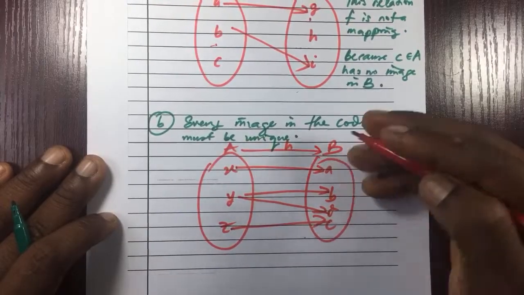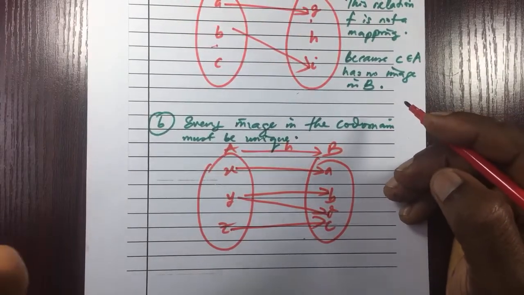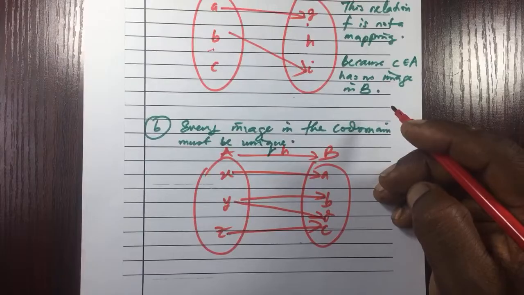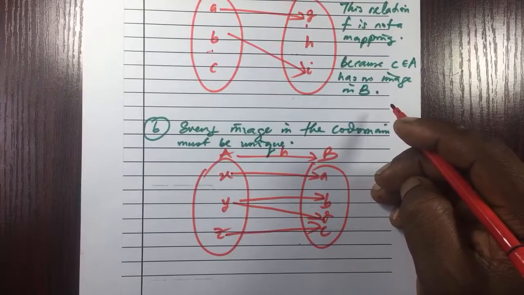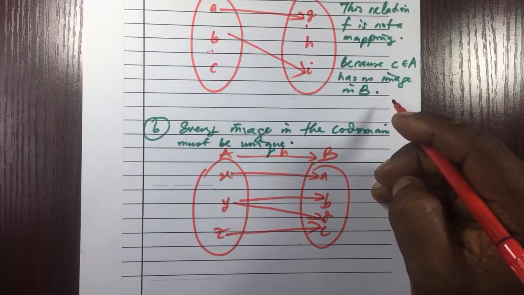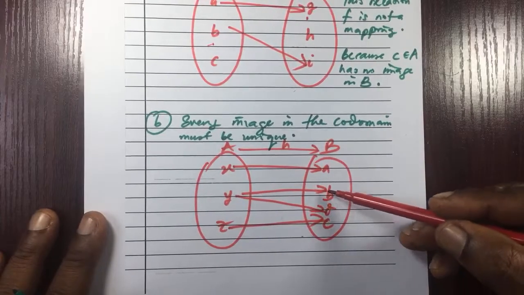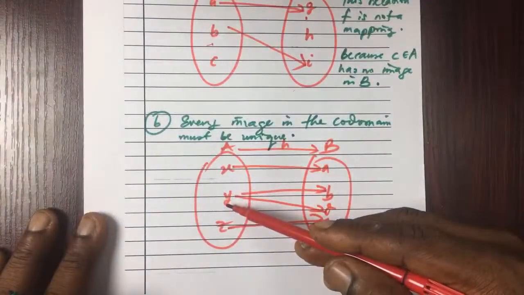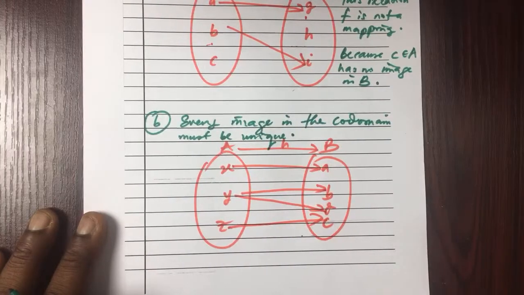This kind of relation H is not a mapping. Why? It disobeys the uniqueness property of the images of the codomain. What is the uniqueness property? It states that every element in the codomain must be uniquely assigned to elements in the domain, meaning that no more than one image can be assigned to one element in the domain. Okay? So that is what the uniqueness property is all about.